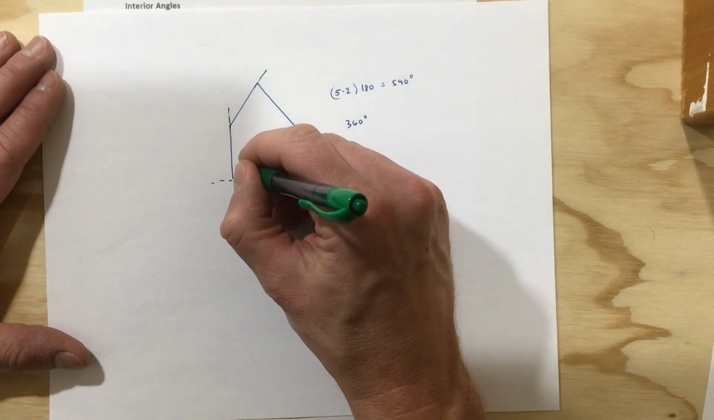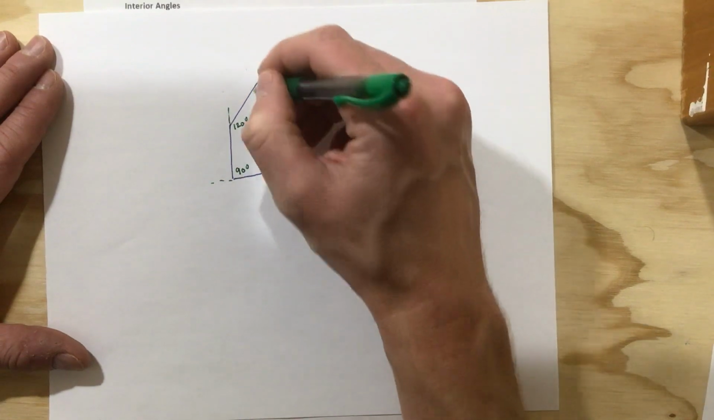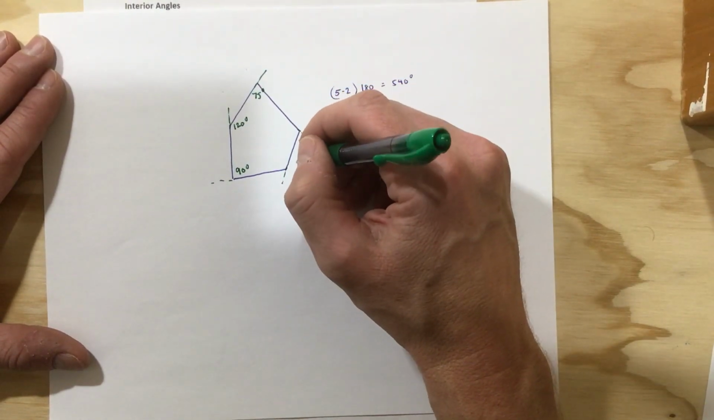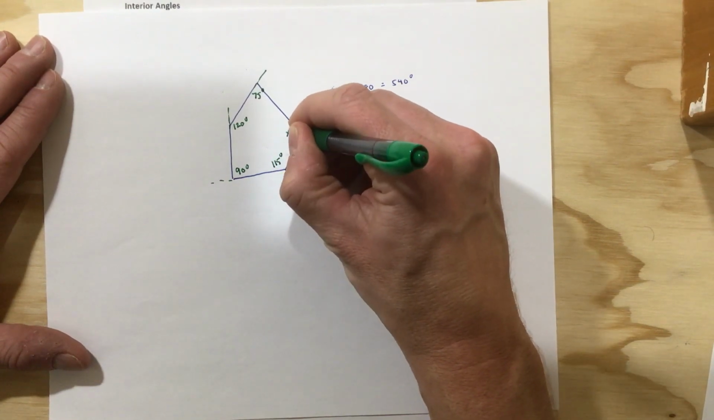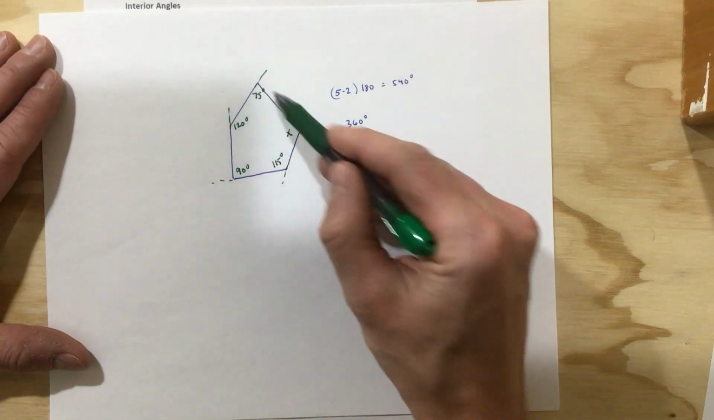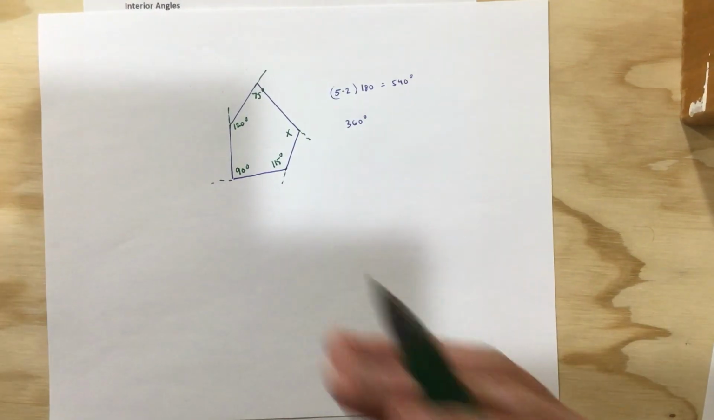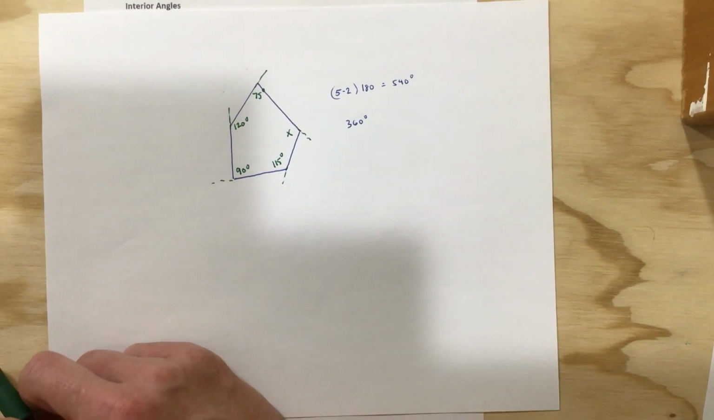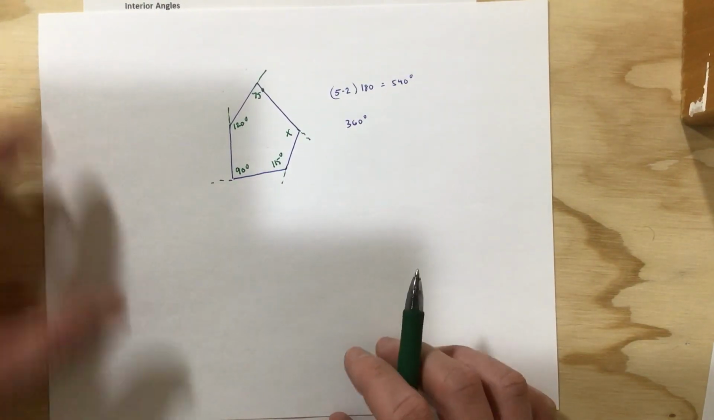So it's like if I tell you that this is 90, and this is 120, and this is 75, and, oh, I don't know, I'm just making up these numbers, and this is 115, and I say, what's X? Well, you know that all of the 5 added together have to be 540. They have to be. Now, if it's regular, well then you could have just taken the 540 and divided by 5 to get 108. But if it's not regular, it's still fine. It's still a pentagon. It still has to have 540.